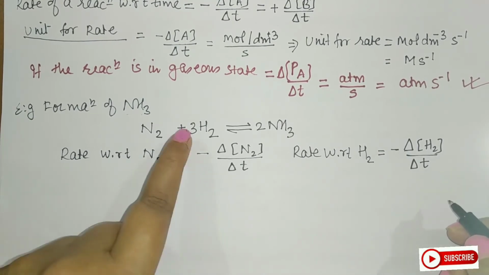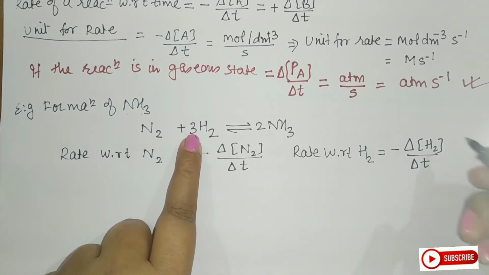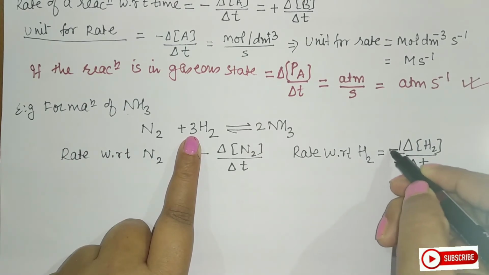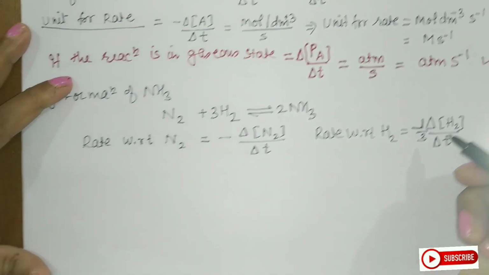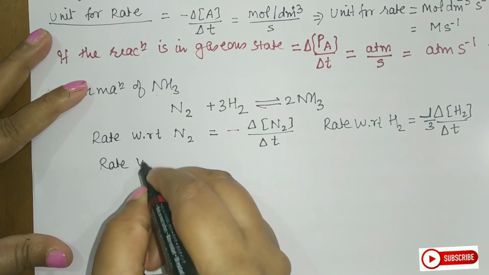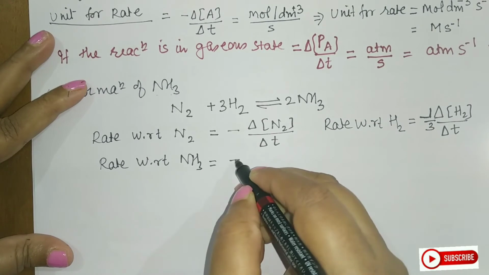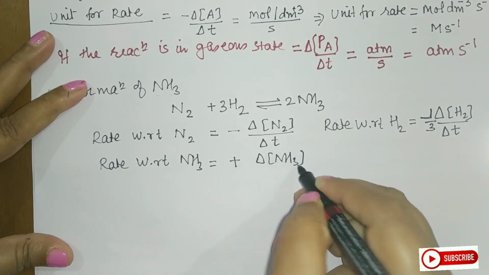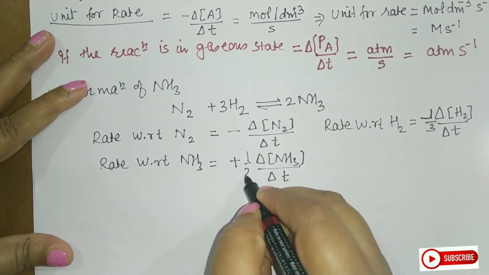Now the question is where or how I should write this 3. So students, this 3 will never be raised here. You have to write this in this way. I'll explain why after some time. This is 1 upon 3. This way I will write. Now here, if I see the rate with respect to ammonia, how will I write this? Plus delta NH3 by delta T. Now this 2, I will write it as half.